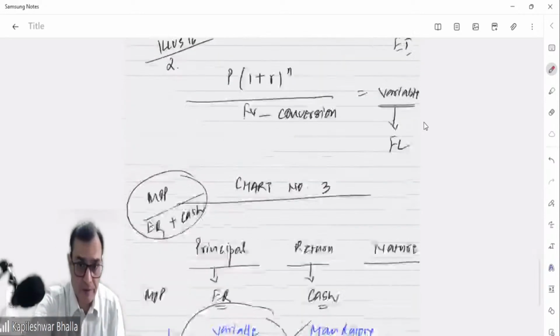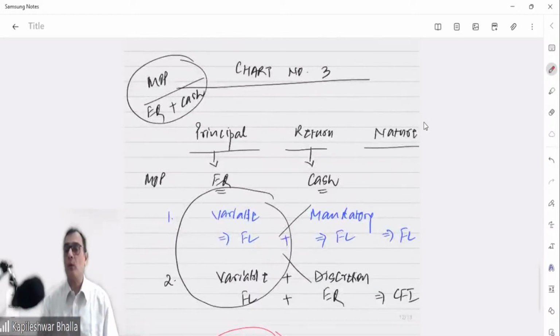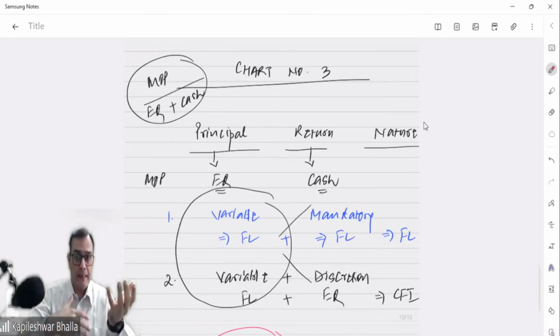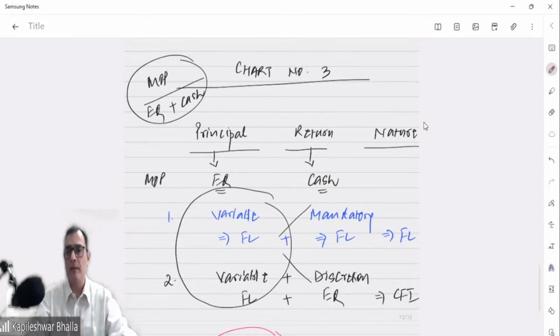And then in terms of chart number 3, we took a blend of both the modes of payment, the cash and the equity share. And we said very clearly that if I'm looking at the principal, I'm looking at the fixed test, fixed or variable share. And for the cash component return, I'm looking at the unavoidable test, mandatory or discretionary. And accordingly, the permutation combinations are decided.